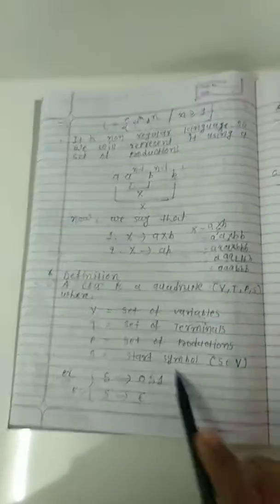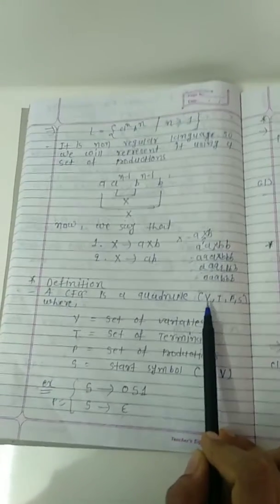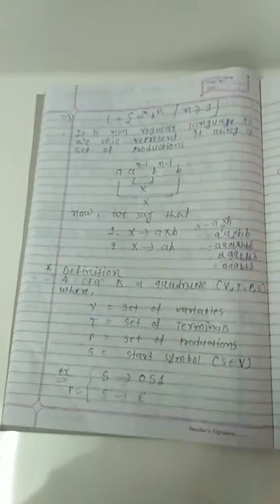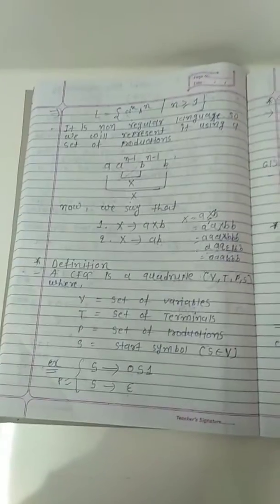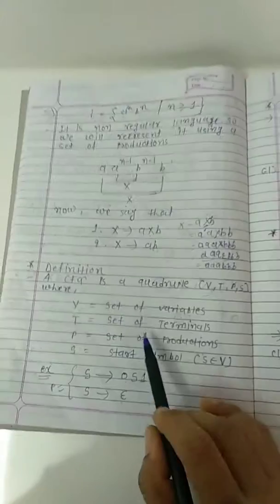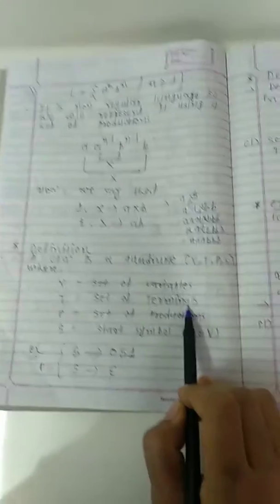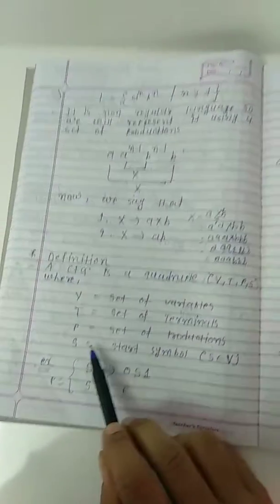Now in the next topic, we will see the definition of CFG. CFG is a quadruple which consists of 4 tuples V, T, P and S, where V is a set of variables. Variables are represented by capital letters. T is a set of terminals. Terminals are always represented by small letters. P is the set of productions and S is the start symbol. We will see these 4 tuples by using one example.